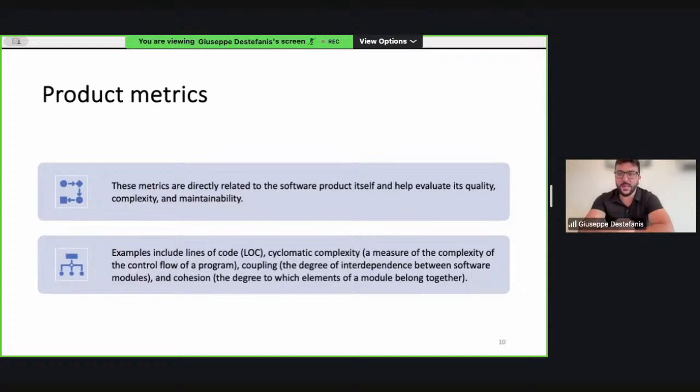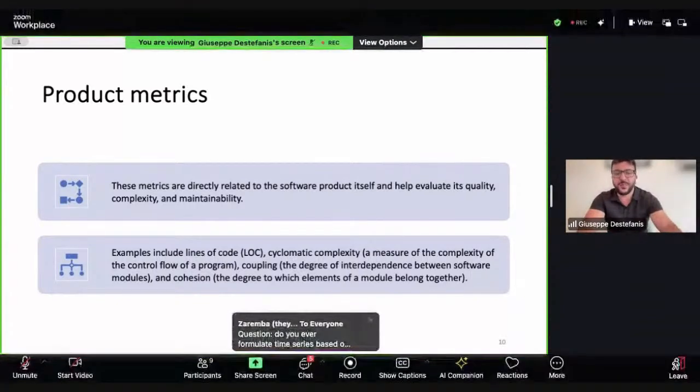But we will see how reliable this type of metric is, because of course it depends on the programming language. Think about a book. I can count the lines that I have in a book, and I can count the lines that I have in a chapter, and I can count the lines that I have in a page. So it depends what I'm trying to analyze. Then we have cyclomatic complexity, coupling, cohesion. Today I will try to give you several definitions.